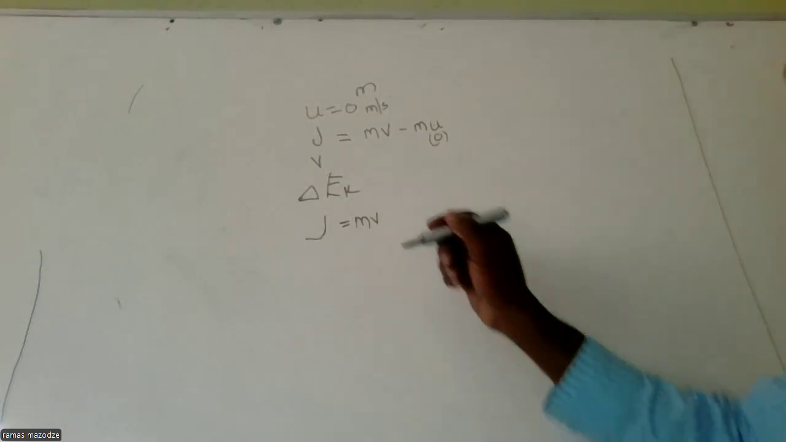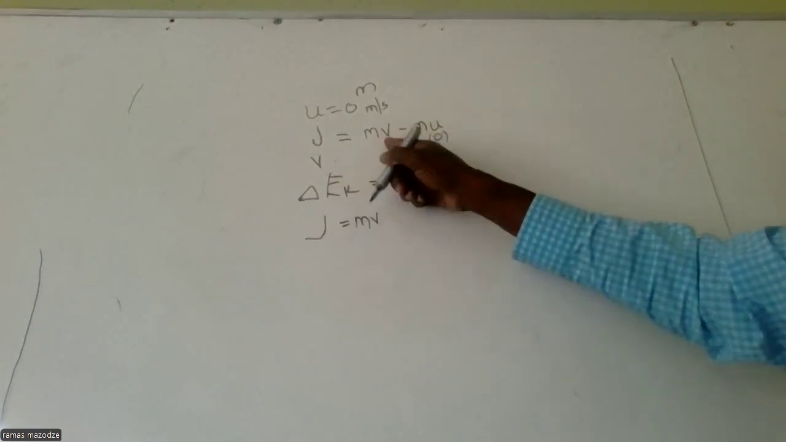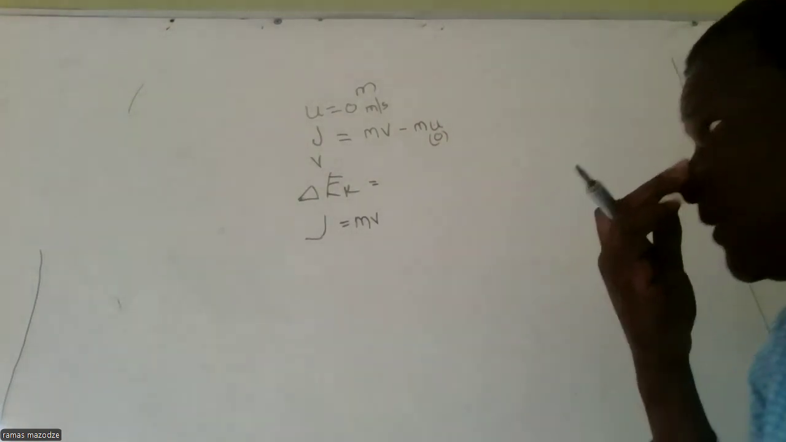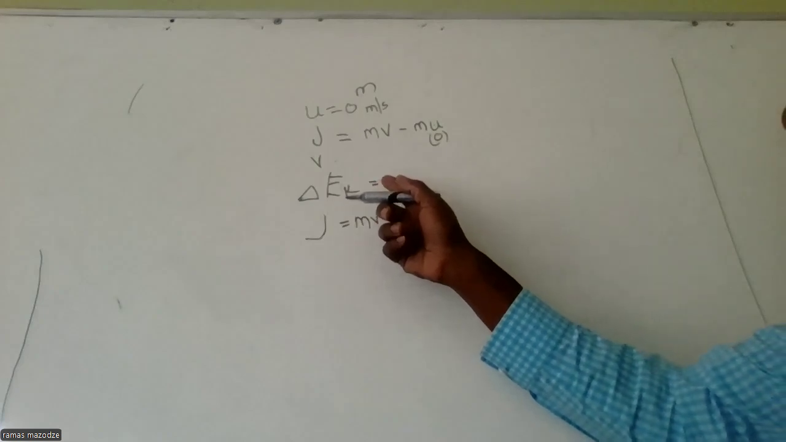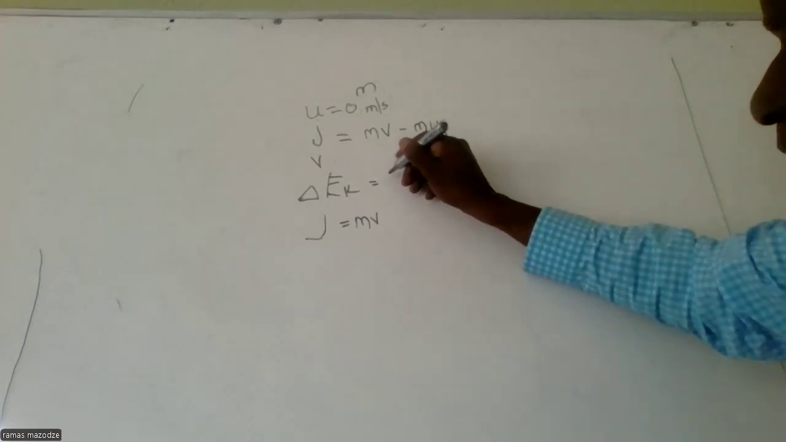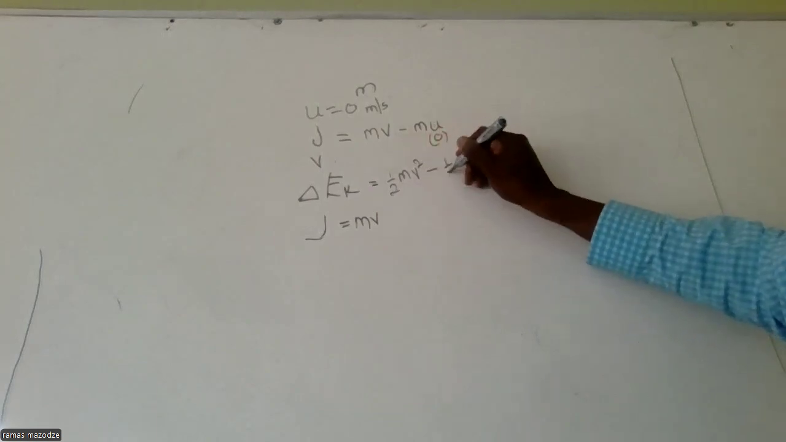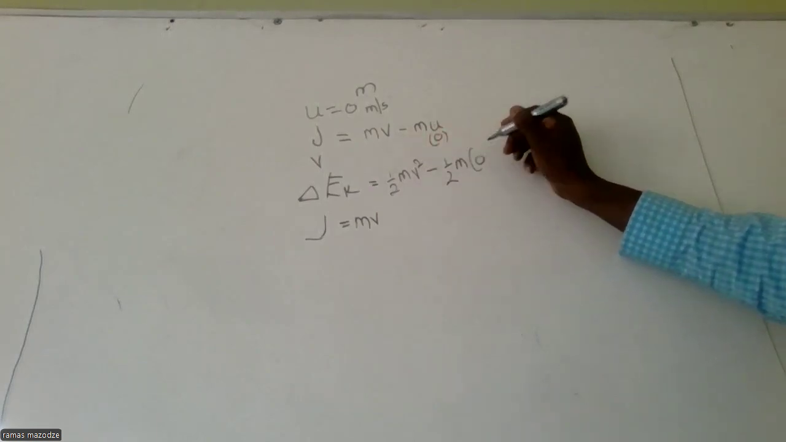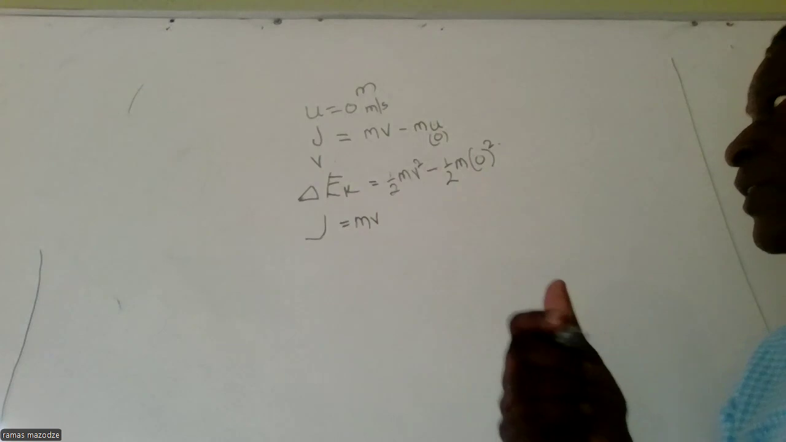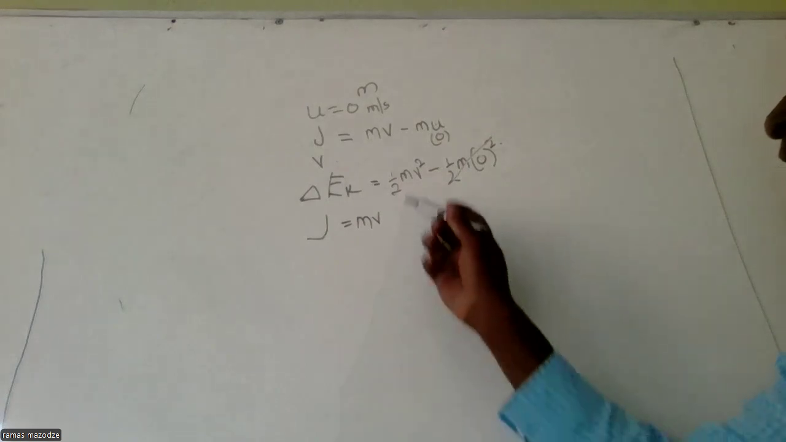You want to express your change in kinetic energy in terms of J. The change in kinetic energy is very similar: the final kinetic energy minus the initial kinetic energy. Yes, you guessed right. So you have half mv squared minus half m times 0 squared, because the initial velocity is 0, so all of that goes. Your final answer is that your change in kinetic energy is half mv squared.